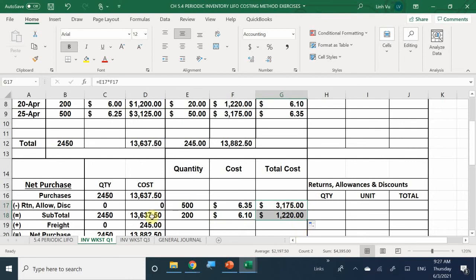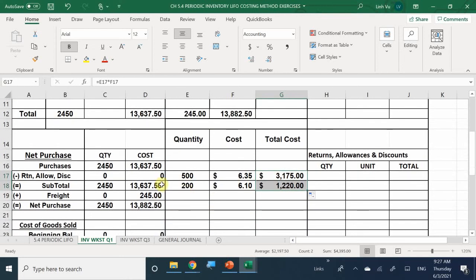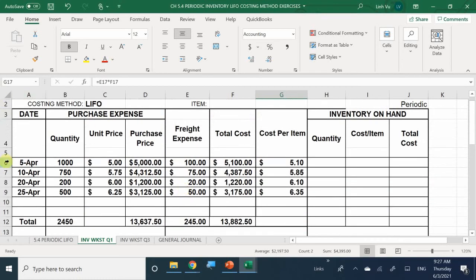All right. So now, let's see. I sold my first 500. I sold another 200. So that's 700. I still need to sell more inventory. So I only have 2 batches left. Which batch am I going to sell next?